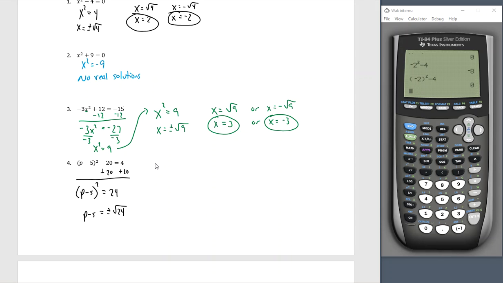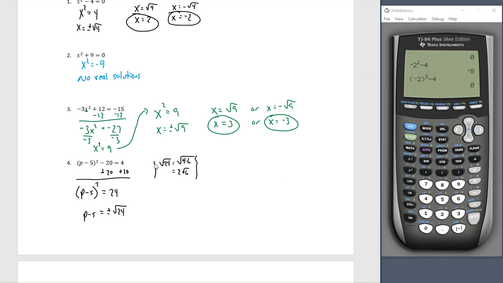Now I'm going to take a little interlude here. The square root of 24. Let me see. 24 feels very much like 4 times 6. I use 4 times 6 and not 8 times 3 because I want a perfect square, because it's a square root.